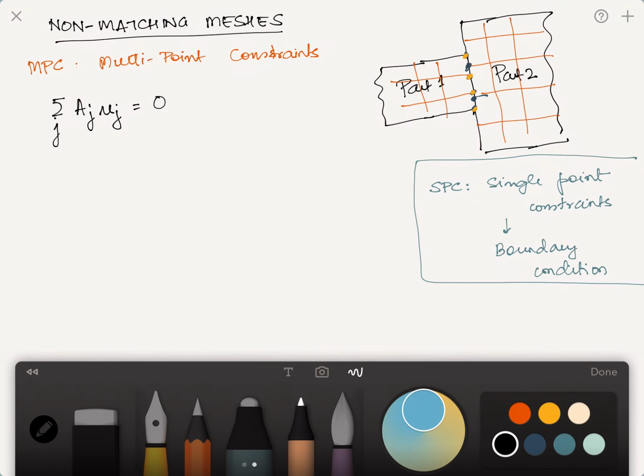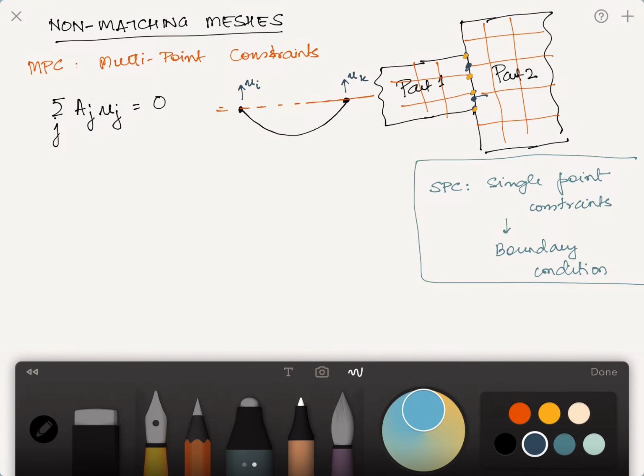So for example, I have a simple problem. I'm not going to use this two-part problem as an example, but just a simple problem. I'm going to consider a certain part which sort of looks like this. These two corner points of this 1D section are supposed to always lie in the same line. That means the displacements u_i and u_k always have to remain the same.